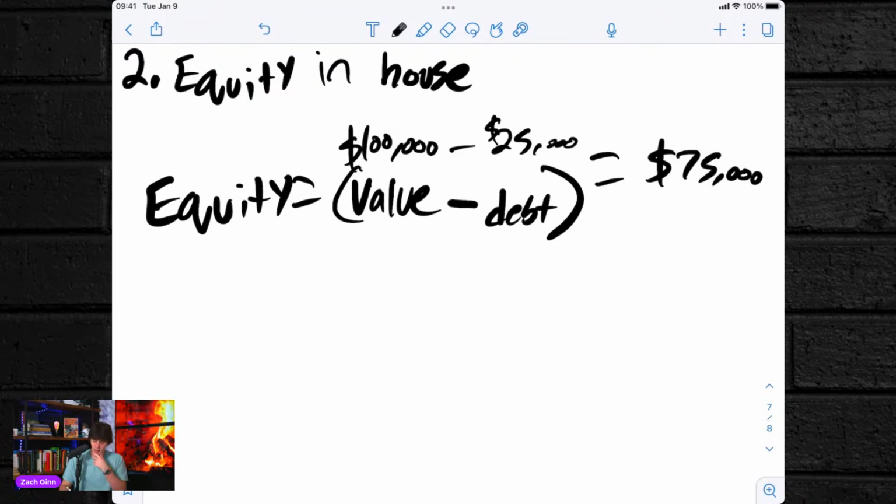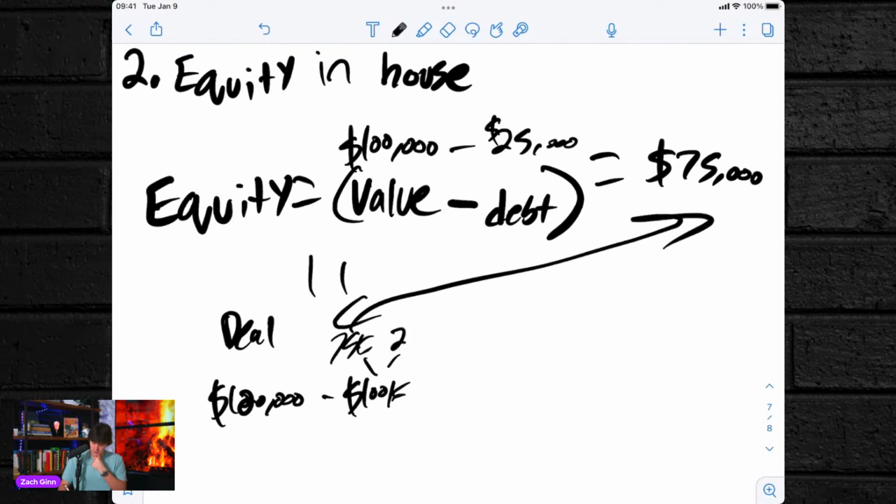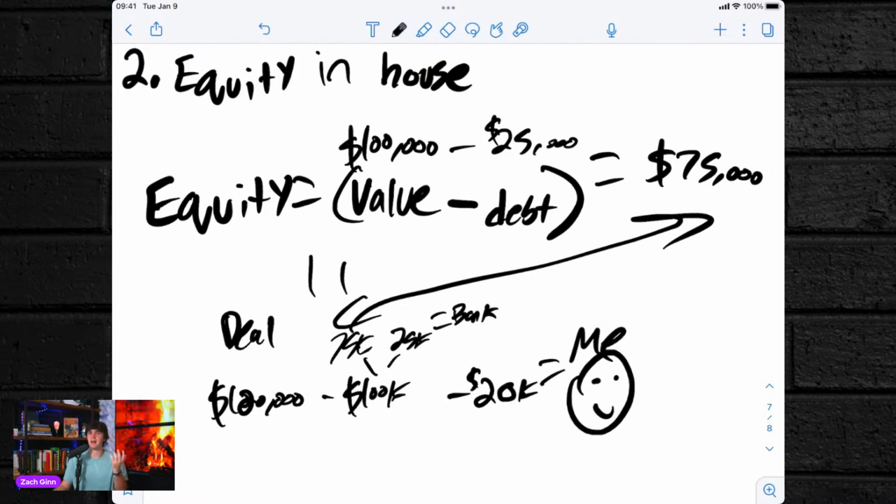Pretty simple. And then on a deal for wholesaling, let's say we sell to a cash buyer for 120K, right? Which basically means that of the 100K, 75K goes to the seller, right? That equals up. 25K goes to the bank. And then 20K goes to me. I'm a happy guy, $20,000. Boom, right? That is what equity is.